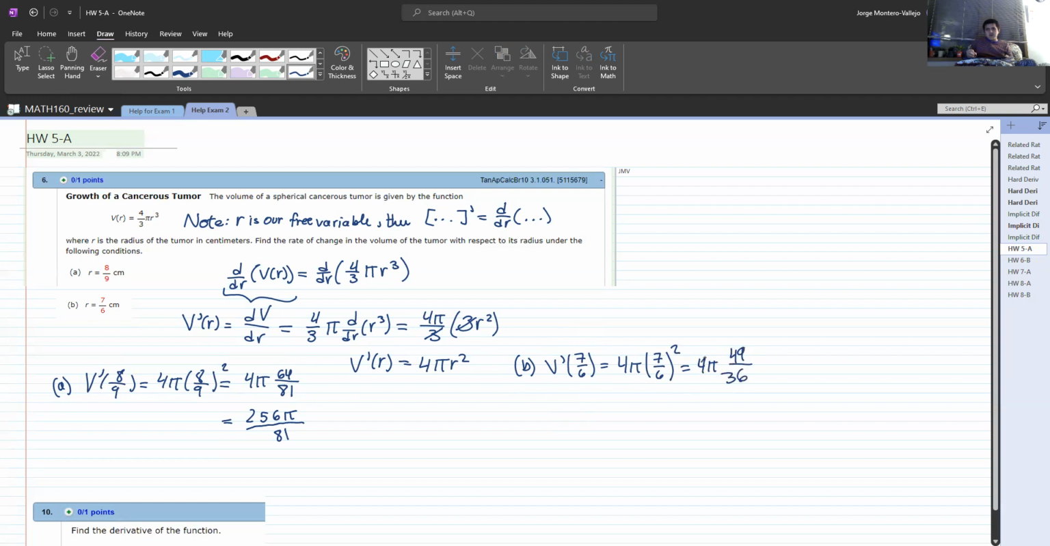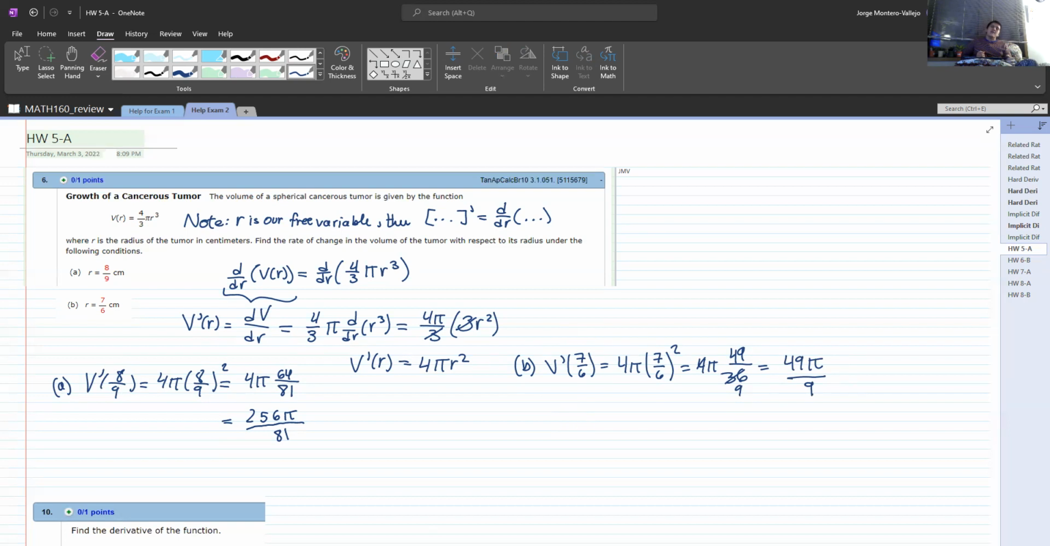We can cancel out this 4 and this 36. This becomes 9, right? And then we have the 49 and the 9. We cannot do any more reductions. And then so we get 49 pi divided by 9. And that should be our answers.